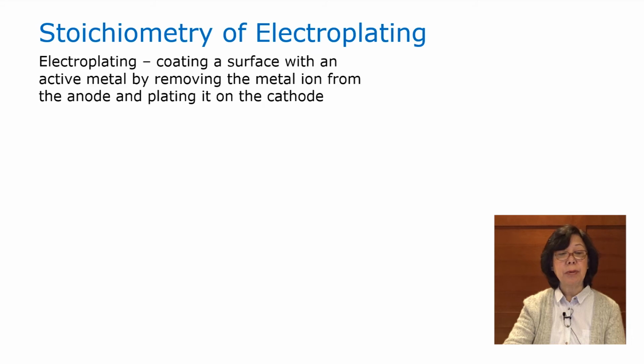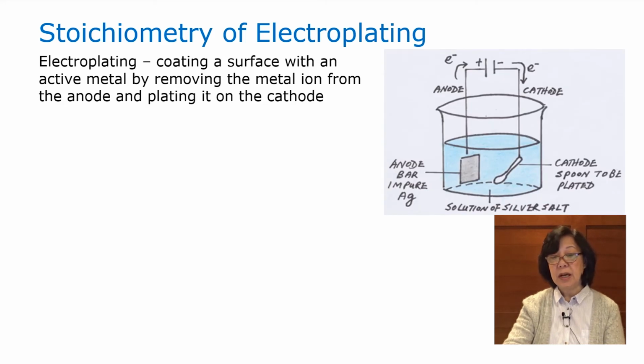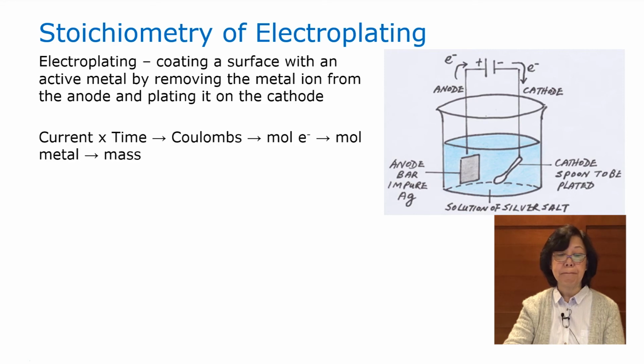Another one is electroplating, which is often used to coat a surface with an active metal by removing the metal ion from the anode and plating it out on the cathode. Such as in this diagram, if we have a small spoon and we want to silver plate it, what we do is we have the anode bar made of silver, and the cathode will be suspending the silver spoon. Now, as electrons flow through the circuit, the silver ion will then migrate to be coated as silver metal on the outside of the spoon.